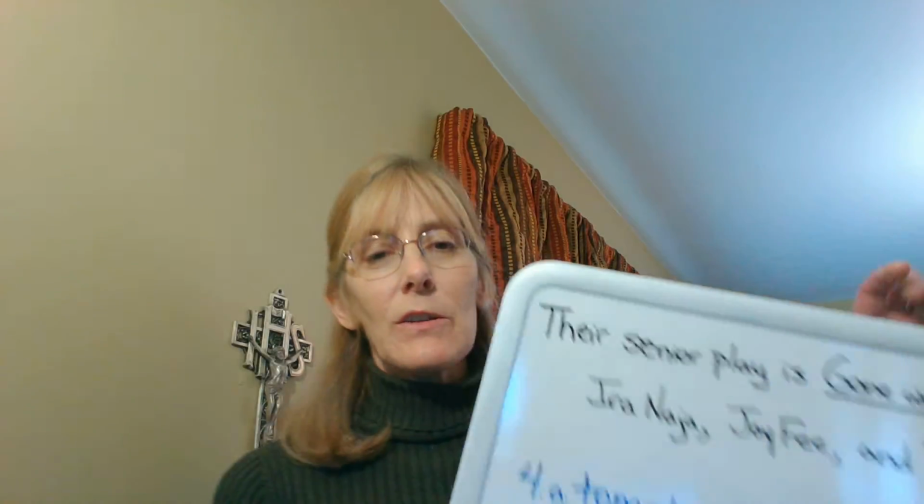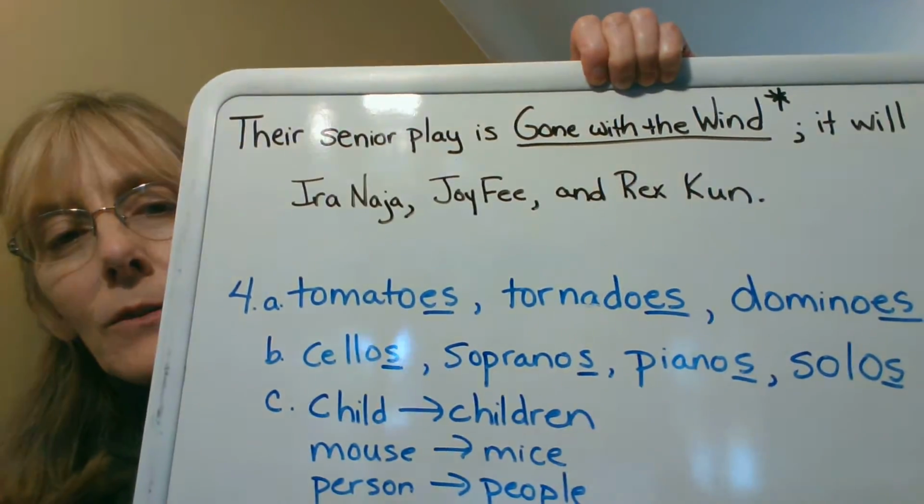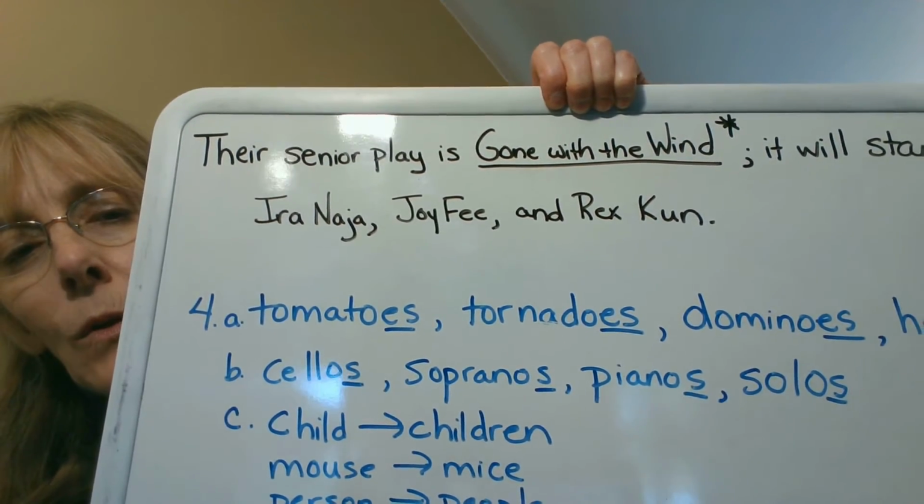If a word pertains to music, it will only add an S. And what I mean by that is piano is a musical instrument, and so pianos just ends with an S. A soprano is a singer, and the plural of soprano just ends in S. So I have a list on here that I will show you. You'll also see some of the other ones, but cellos, sopranos, pianos, solos, those are all words that relate to music, and they all just end with S.